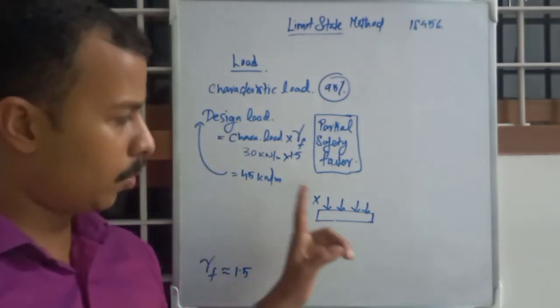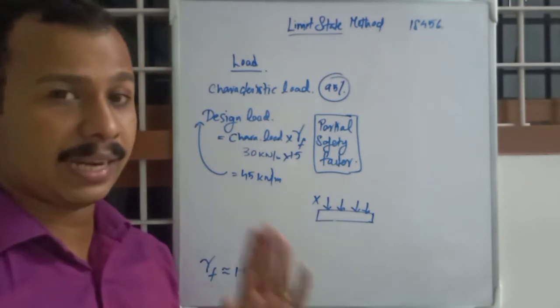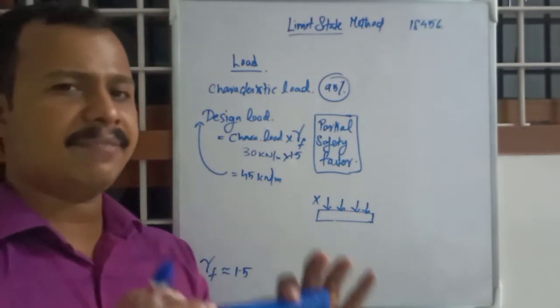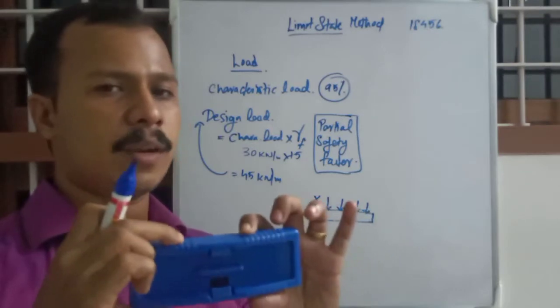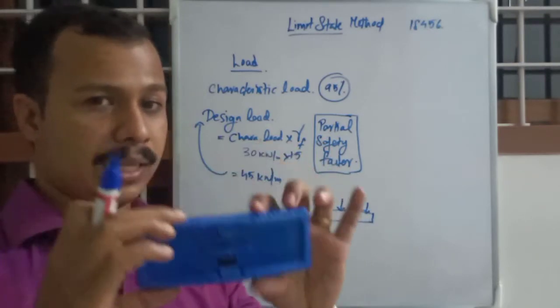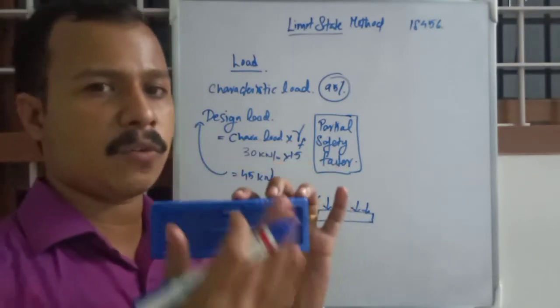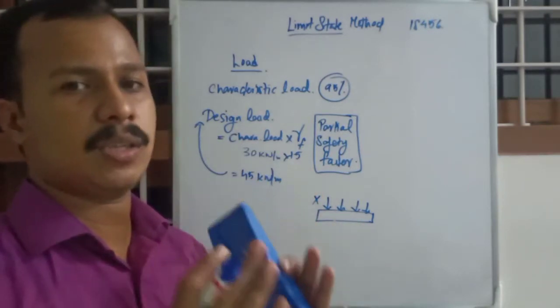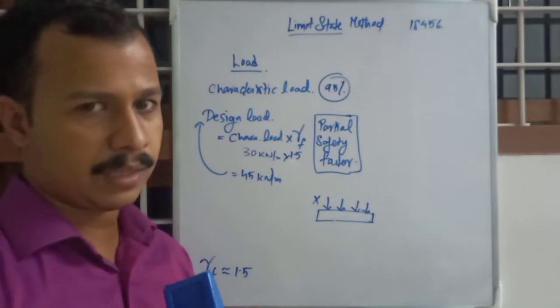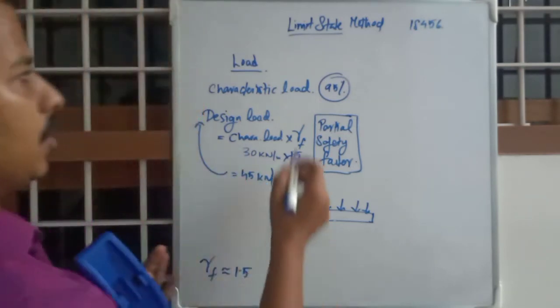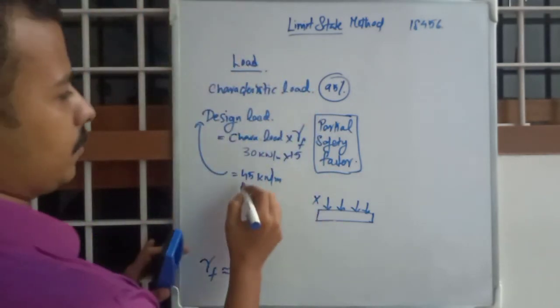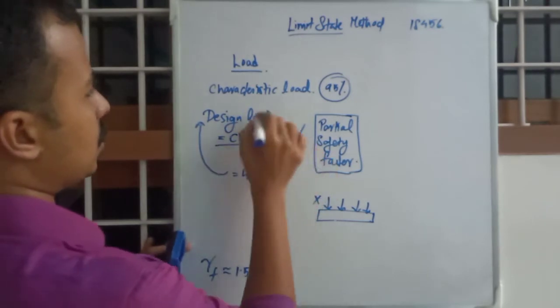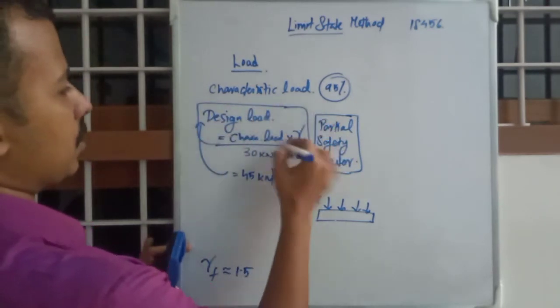Okay, and we know it won't be exceeding 30 for 95% of the time. Even then we are designing for 45 kilonewton per meter, so that it will be stronger for a longer period, and it will be safe, and we will be assured that it is safe. I hope it's clear. That's the only thing you need to know about load. So this is the equation.